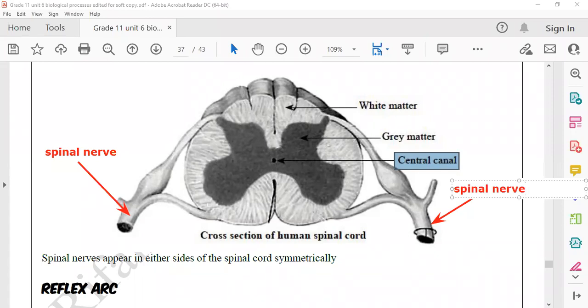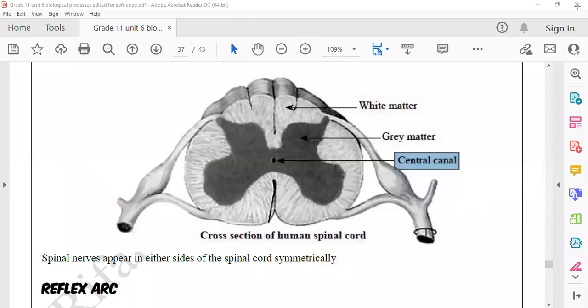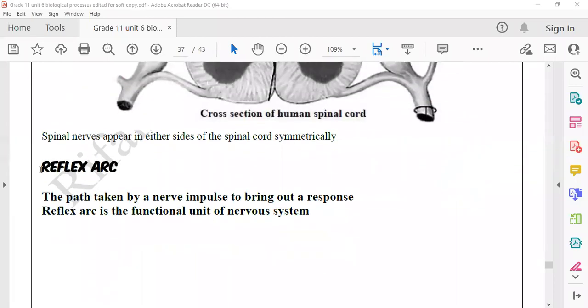When there is a spinal nerve on the left side, there will be a spinal nerve on the right side. That's why they say spinal nerves are produced symmetrically. Symmetrically means in one place there is a spinal nerve on the left side, and in the same place on the other side, the right side, there will be another spinal nerve. Clear? Good.